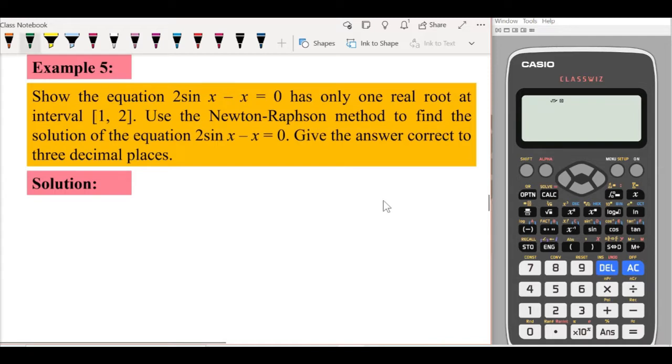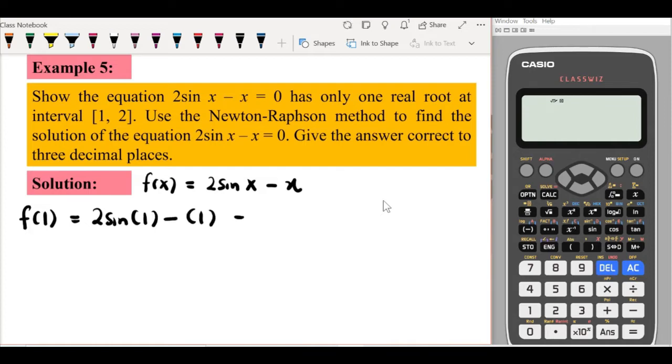For this question, I'll decide to use the algebraic approach or algebraic method. First, for the algebraic method, we have to name our function. In this case, I name it as f(x). So we have 2 sine x minus x. Next step, substitute the values given in the equation, the values of x. First, for f(1), we will have 2 sine 1 minus 1. In this case, we will get 0.68, so this is a positive value.